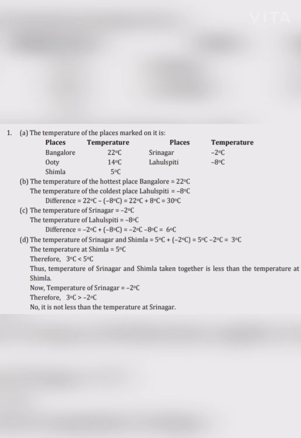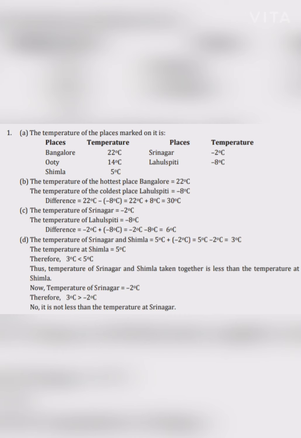Temperature of Bangalore is 22 degrees Celsius. Temperature of Ooty is 14 degrees Celsius. Temperature of Shimla is 5 degrees Celsius. Temperature of Srinagar is minus 2 degrees Celsius. And the temperature of Lahul Spiti is minus 8 degrees Celsius. So this is the answer of the first question.